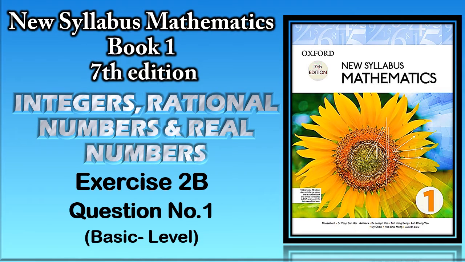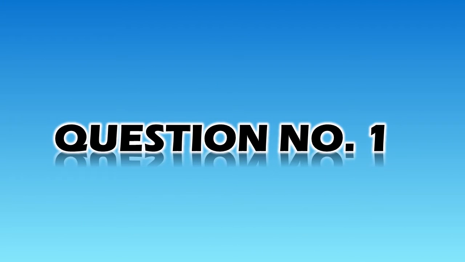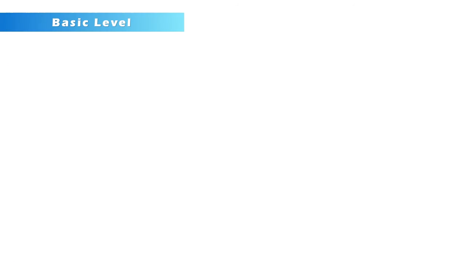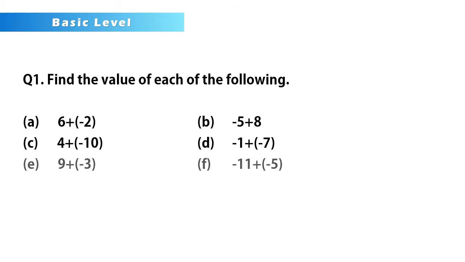New Syllabus Mathematics Book 1, 7th edition, Chapter 2, Integers, Rational Numbers and Real Numbers, Exercise 2B, Question number 1, Basic Level. Question number 1. Find the value of each of the following.